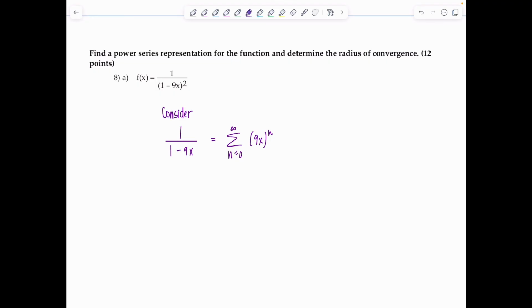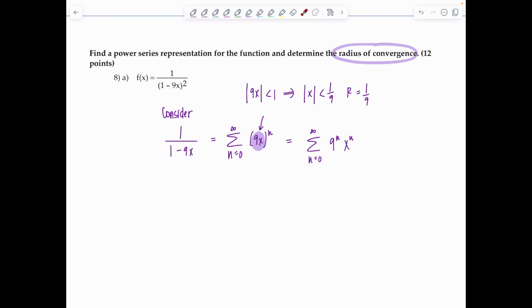Since they're asking us to also find the radius of convergence, let's just do it right now while things haven't gotten messy. Absolute value of 9x needs to be less than 1, which means absolute value of x is less than 1/9. So my radius of convergence is 1/9. Boom. This is all based off of geometric series, okay? So that's where that comes from. Let me simplify. This is the sum, n equals 0 to infinity, 9 to the n, x to the n. Good?